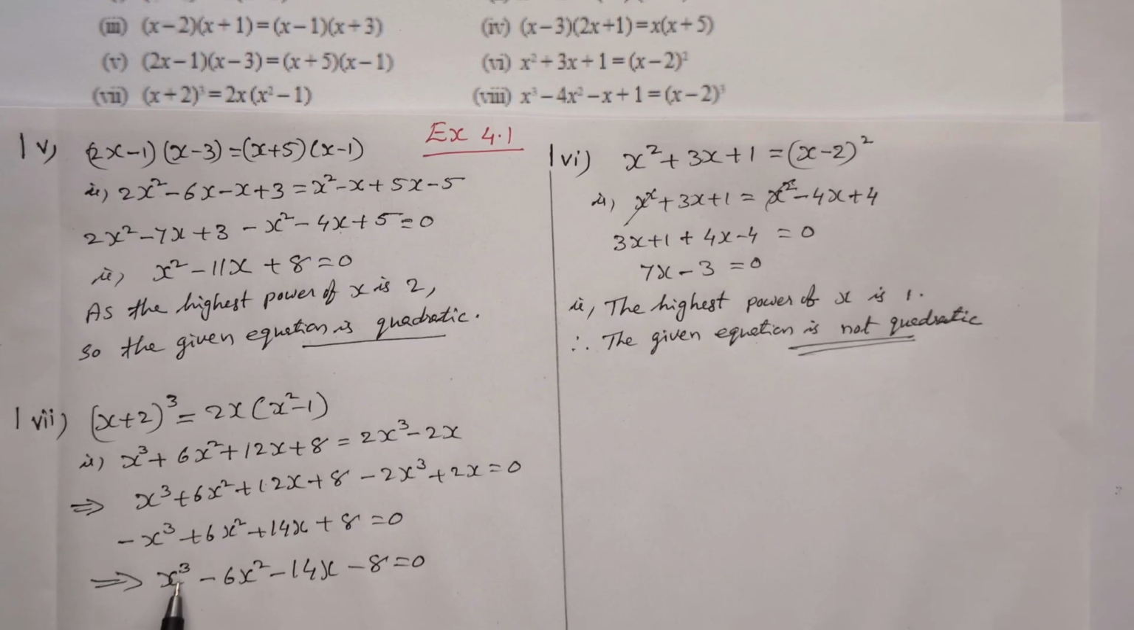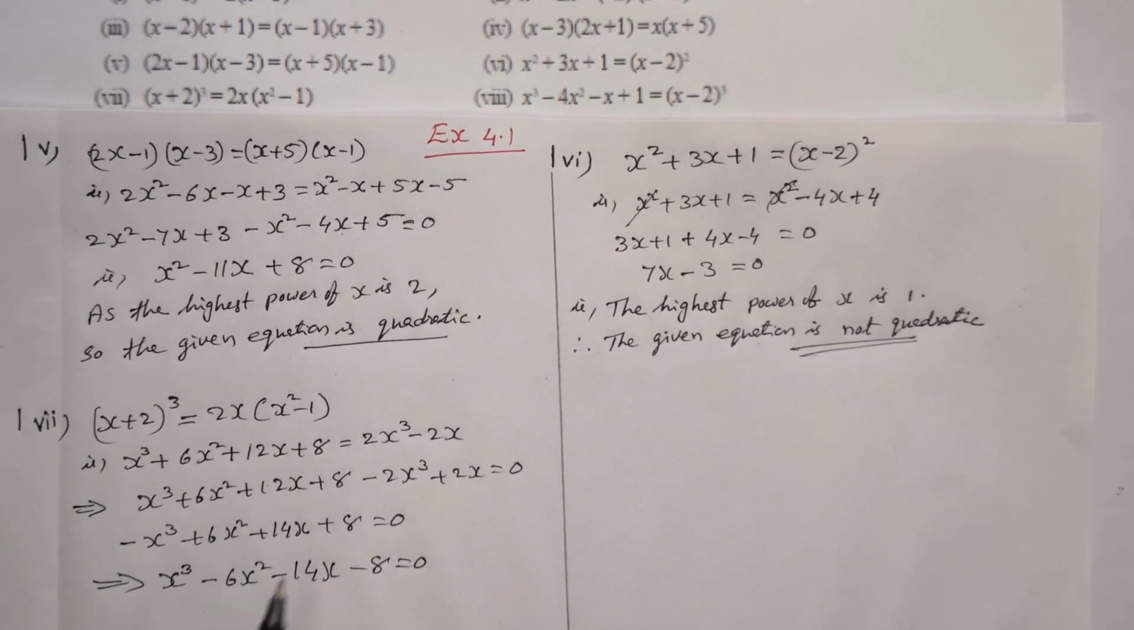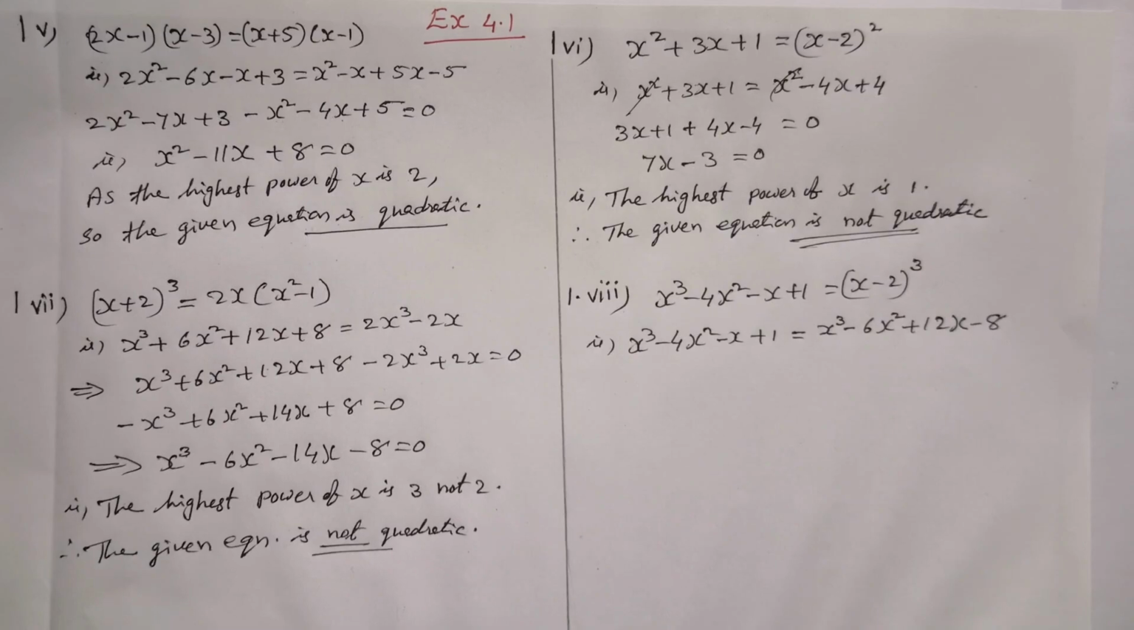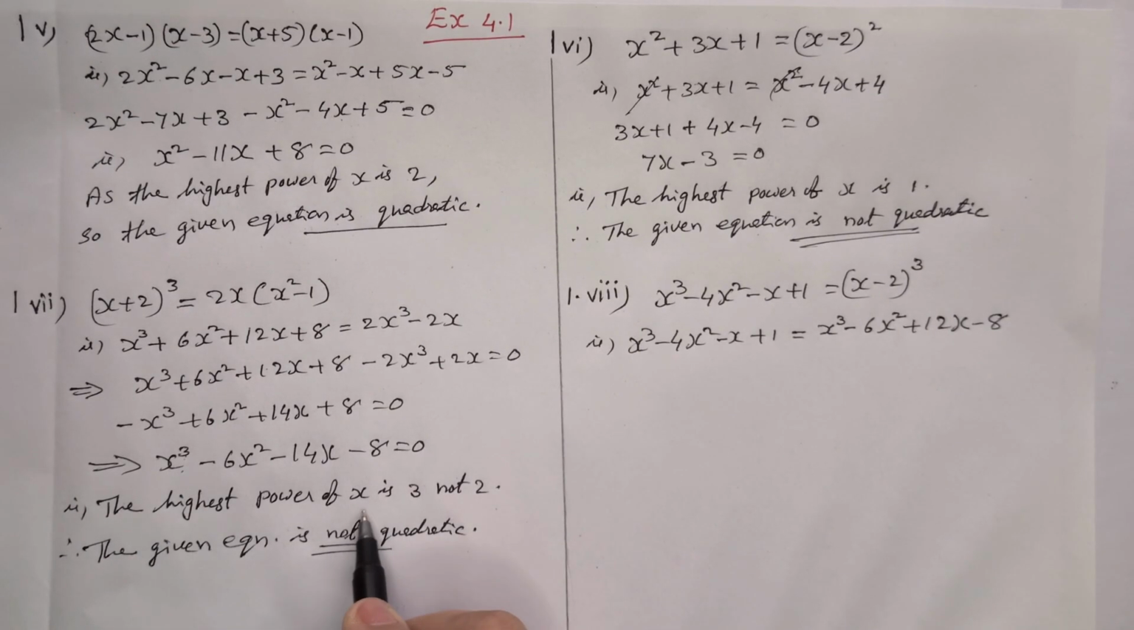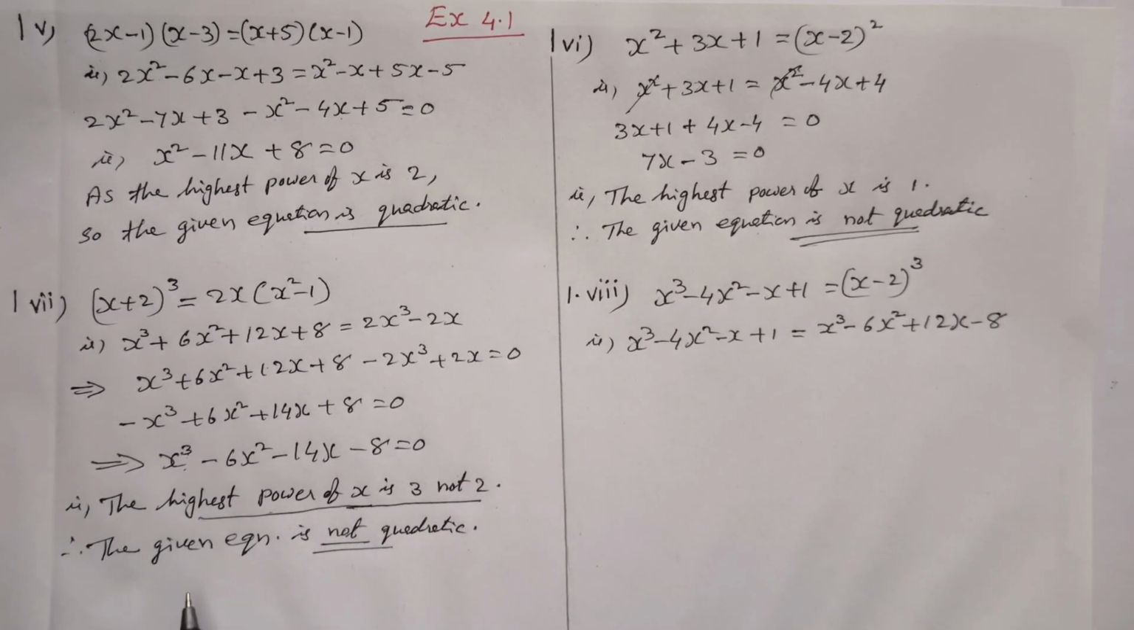Here we can see the highest power of h is 3, not 2. So this will come as a cubic power, 3. So the given equation is not quadratic. The highest power must be 2, then only we can write the given equation is quadratic. Here the highest power is 3, so this is not quadratic. So we can write the highest power of h is 3, not 2. Therefore the given equation is not quadratic.